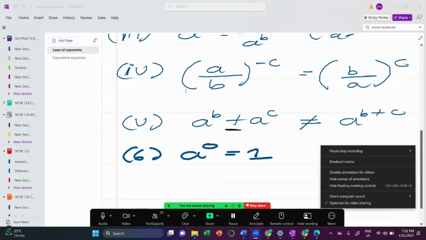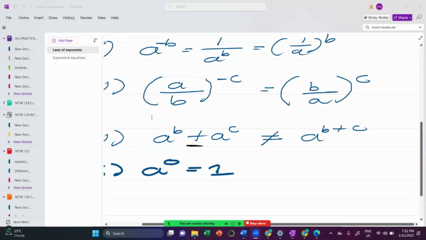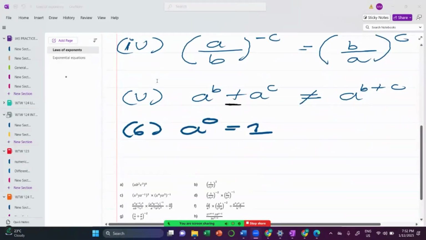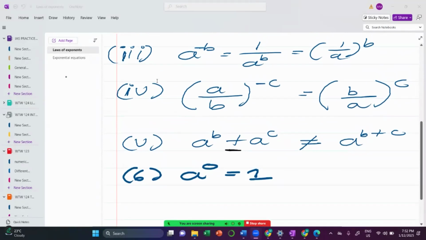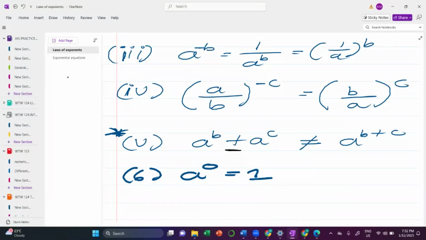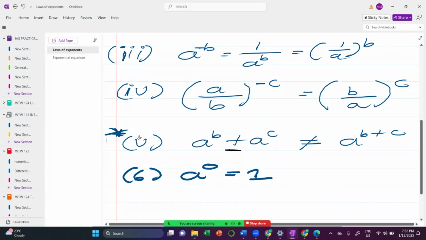How do I solve number 5? When I'm simply adding, how do I solve it? Which number 5? This one? That one? I can't hear you, sir. Yes, that one, sir.